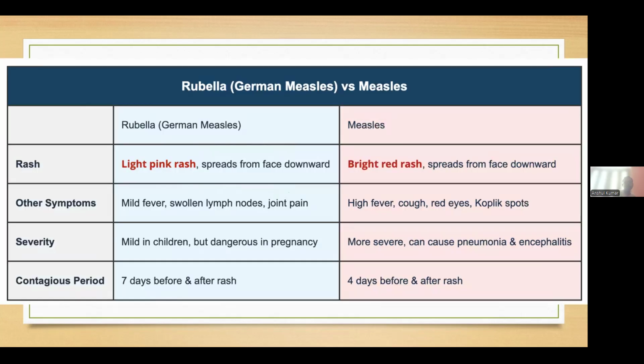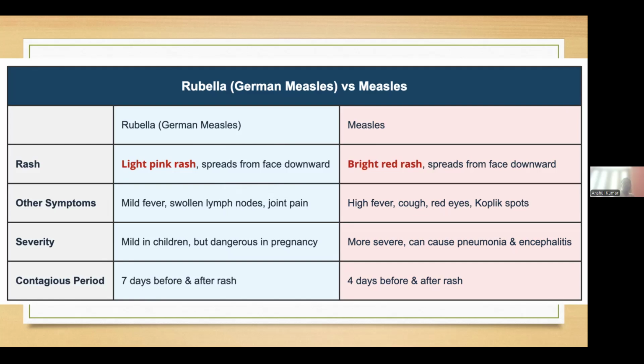So it is important to distinguish between rubella and rubeola, that is measles. The rash in German measles is a light pink rash that spreads from the face downwards. Whereas in measles, there is a bright red rash that spreads from the face. Both have the characteristic feature of rashes, and both spread from the face downwards, but the only difference is that the rash in German measles is light pink, whereas in measles it is bright red.